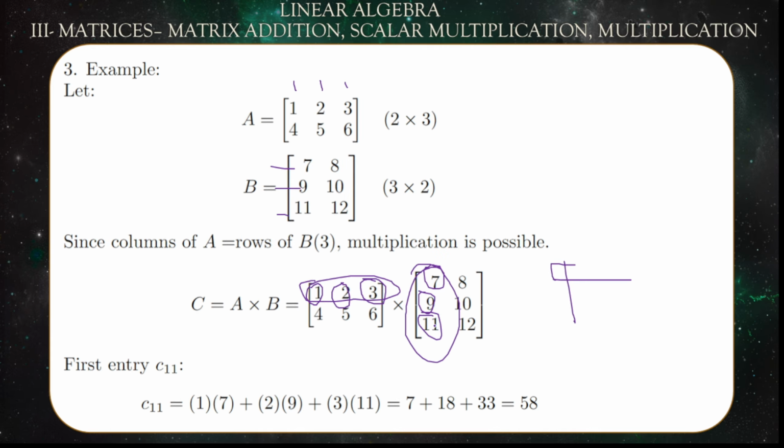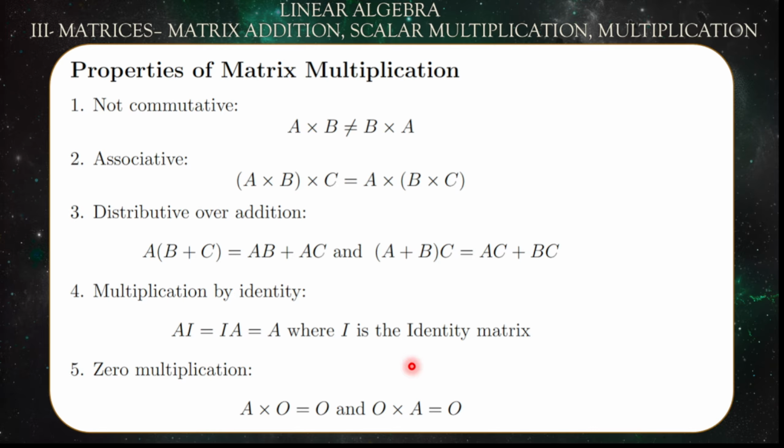Then multiplication by identity, so you have AI is equal to IA equal A, where I is neutral. It is the identity matrix, having only ones within the diagonal, and all the other elements are 0. Zero multiplication, where A times a 0 matrix would give you always 0. Whether you multiply A by a 0 matrix or a 0 matrix by A, it gives you the same result.